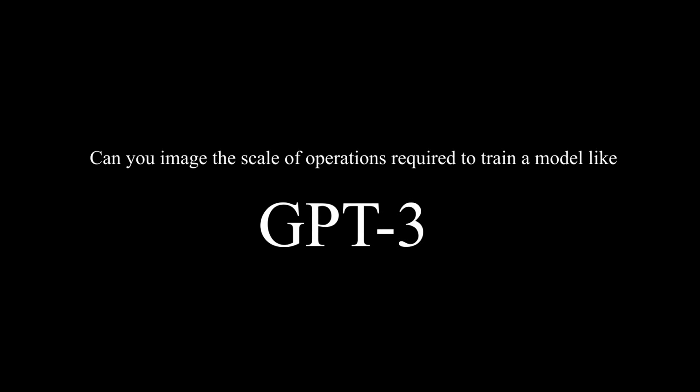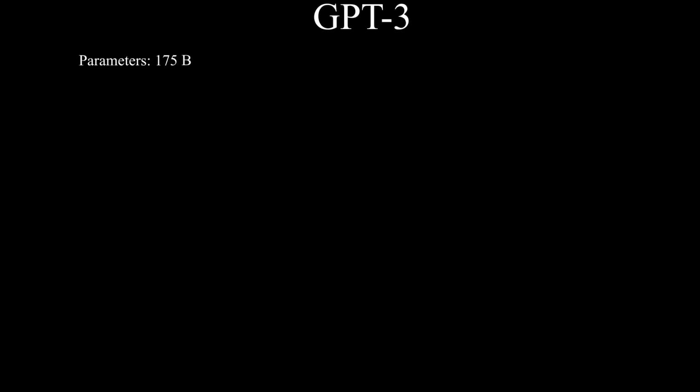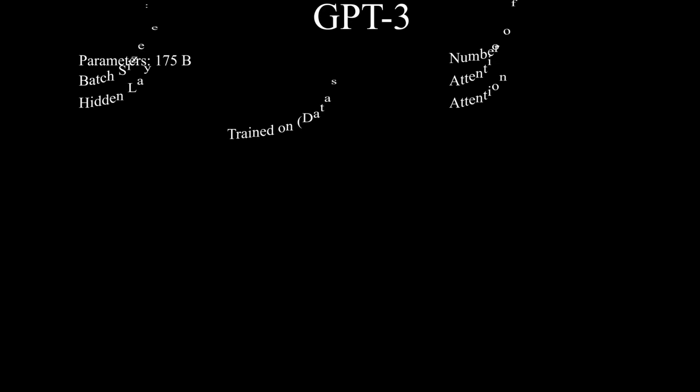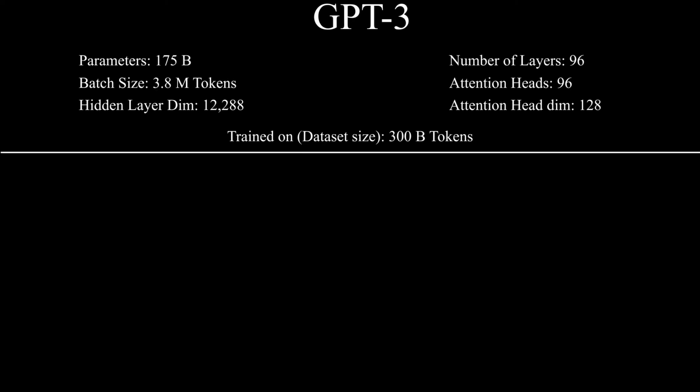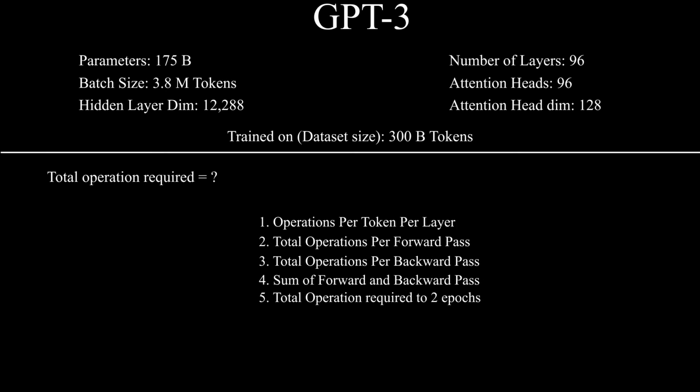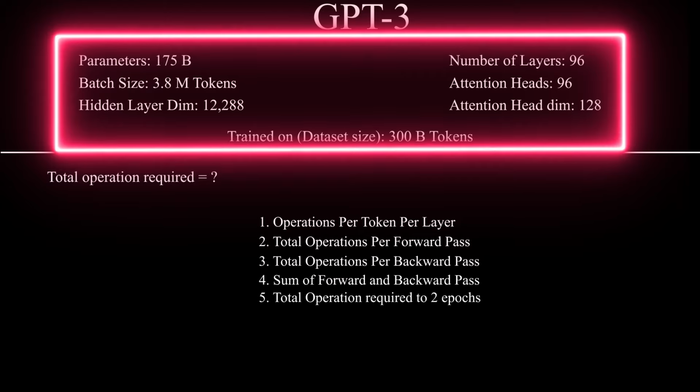So let's calculate the computational requirement for training a model like GPT-3, which has 175 billion parameters, to understand the scale of operations involved. Before diving into the calculations, here are the key specifications of GPT-3. To calculate the total number of operations required to train the 175 billion parameter GPT-3 model with a batch size of 3.8 million tokens, we need to break the process into forward and backward pass. This includes the following.